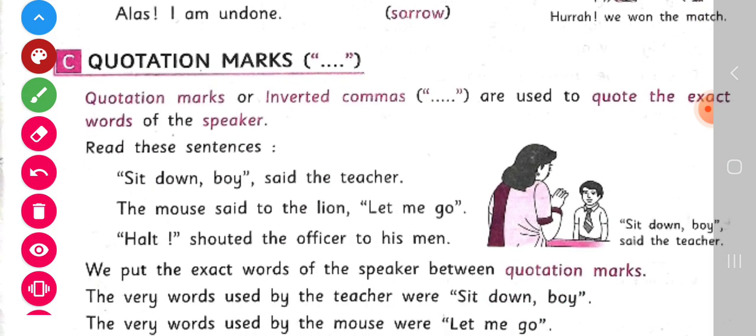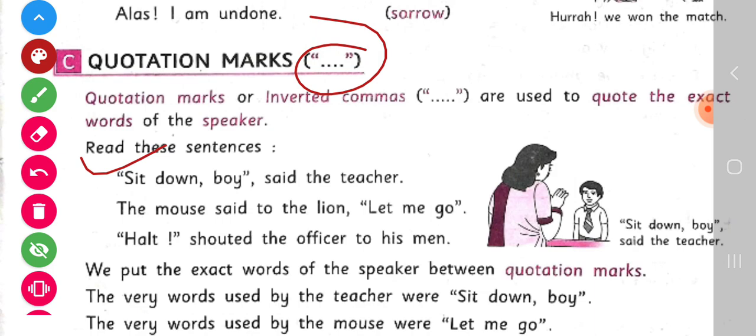Next is quotation marks. Quotation marks, children, this is called a quotation mark, or inverted commas. This mark is called inverted comma also. They are used to quote the exact words of the speaker. It means, children, when you say something, suppose Mahatma Gandhi said something, karo ya maro. Mahatma Gandhi gave a slogan, karo or maro. When you write karo ya maro, you will use these inverted commas.